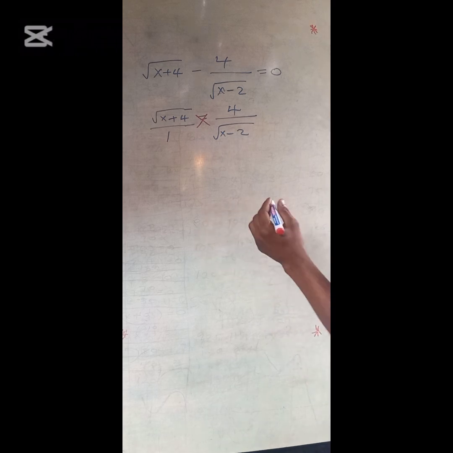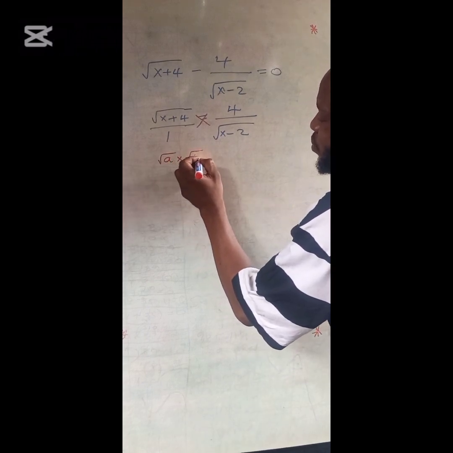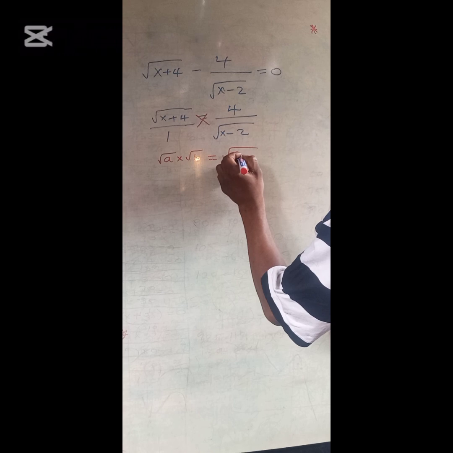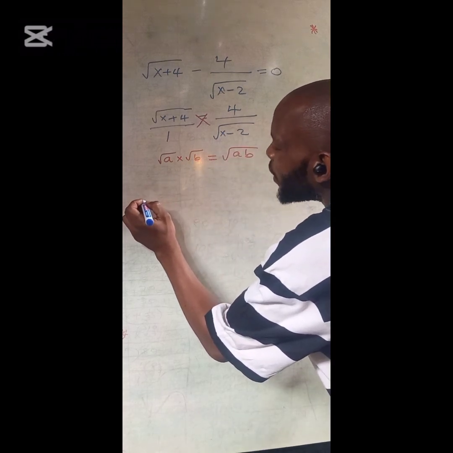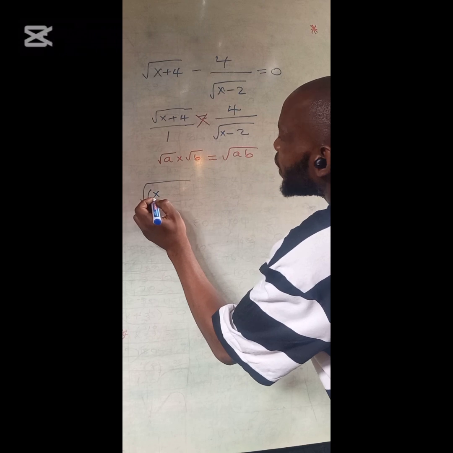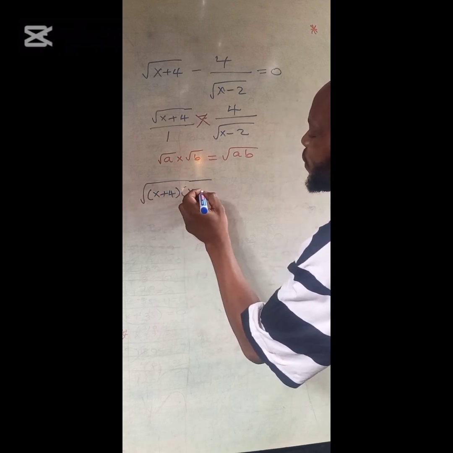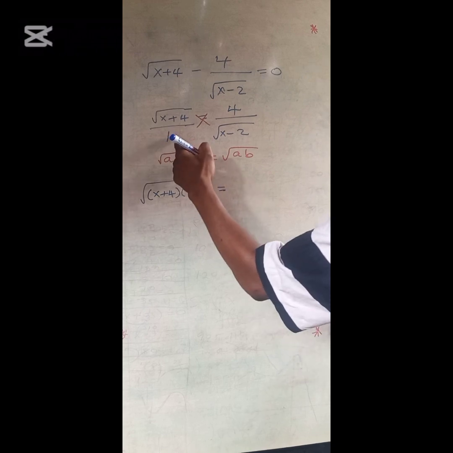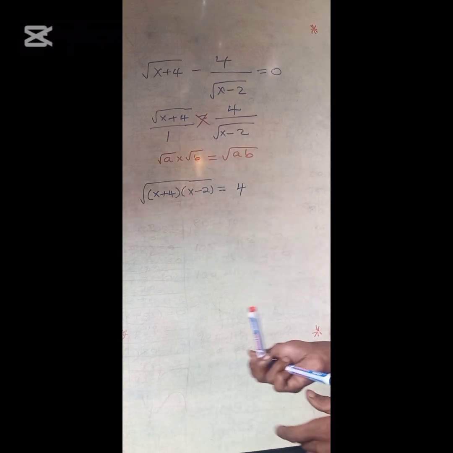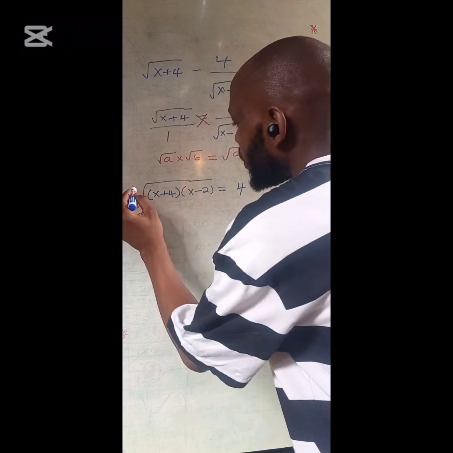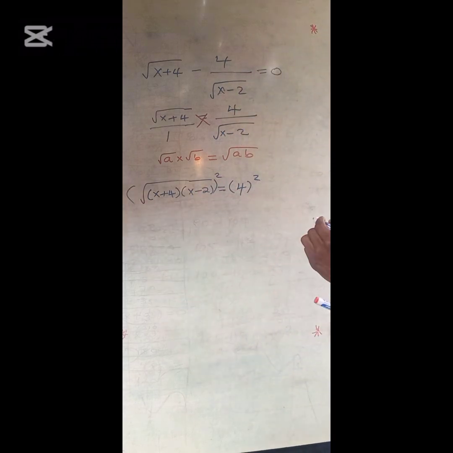We are going to use this rule: the square root of a multiplied by the square root of b is the same as the square root of ab, right? So in this case, we will have the square root of x plus 4 into the square root of x minus 2 is equal to 1 by 4, which is 4. So now we want to eliminate the root sign. What do we do? We square both sides. We know that what we do on the left hand side, we also do on the right hand side.